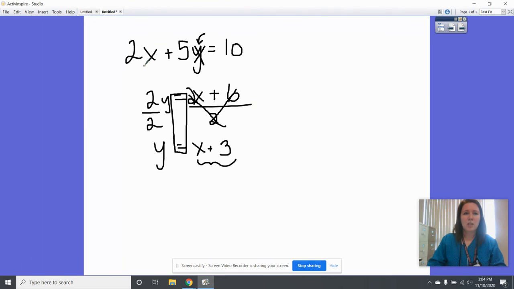And let me show you what I mean. I start over here. I have 2x plus 5 times. Now it's not times y anymore. It's times x plus 3. I cannot just write times x plus 3 because order of operations would tell me to multiply the 5 times just the x. But because y is the exact same thing as the x plus 3, all of it together, then 5 has to be multiplied by all of that. So I'm going to put parentheses around it. And then that equals 10.